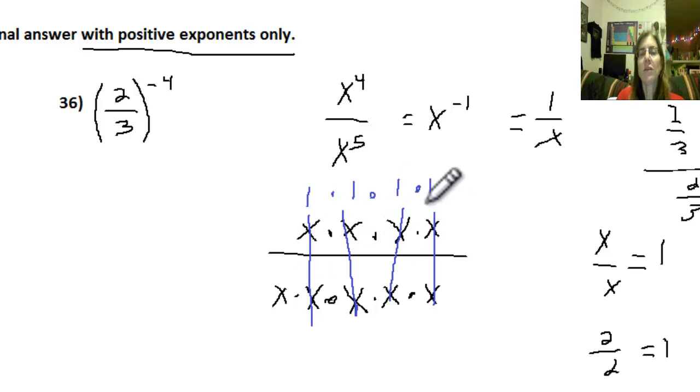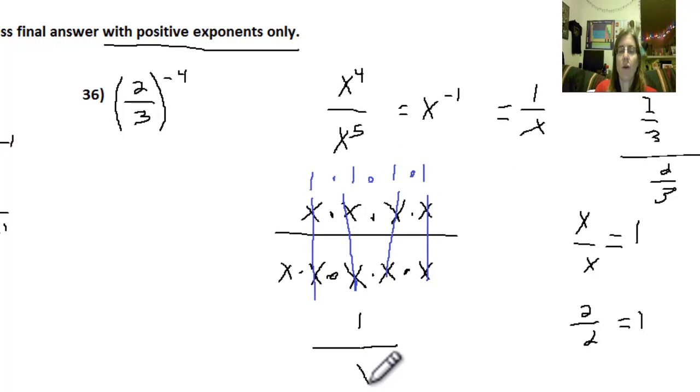So all these x's go away and you just have a 1 on the top because 1 times 1 times 1 times 1 is 1. 1 over the x left over. That's how x to the negative 1 power ends up being 1 over x, because 4 minus 5 is negative 1. What that means is you have canceled all the x's on top, but you still have 1 on the bottom. So that's why it's 1 over x.